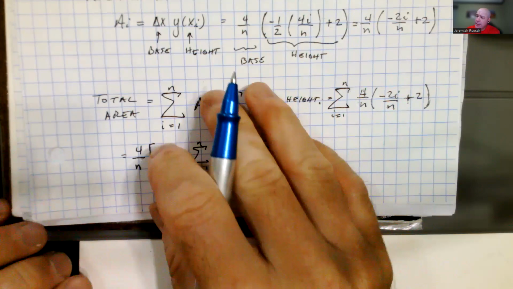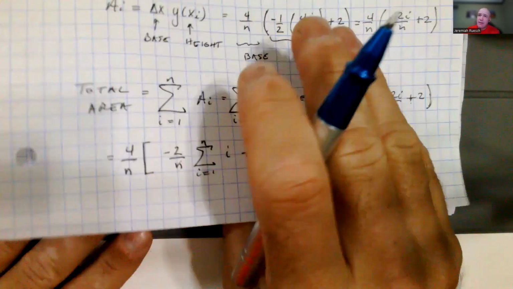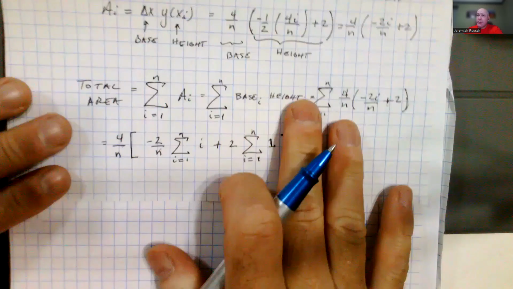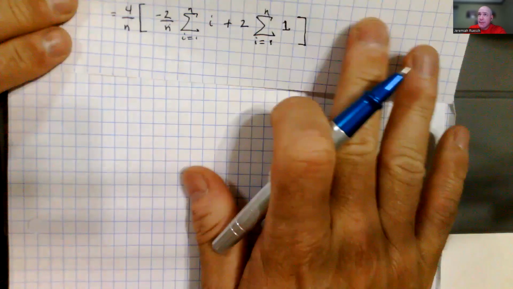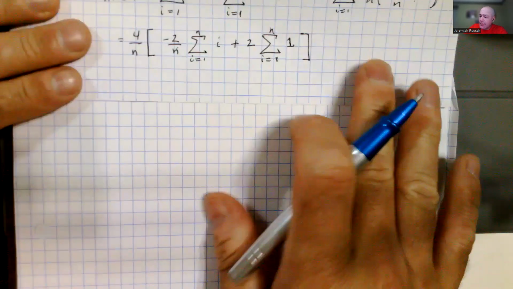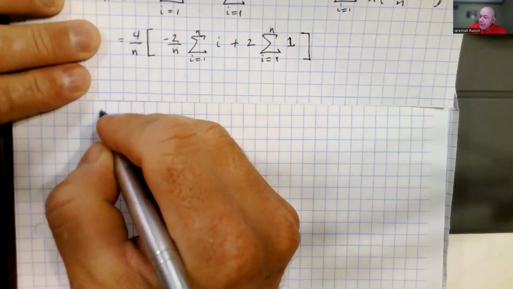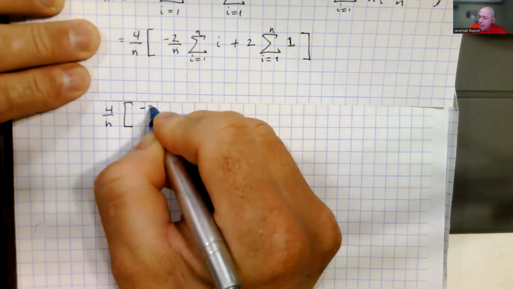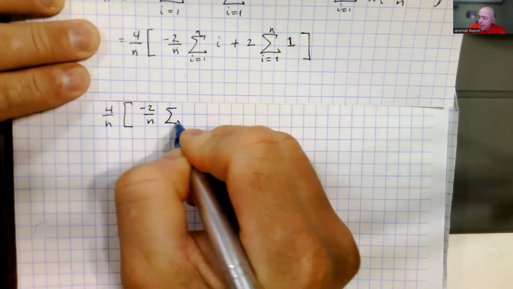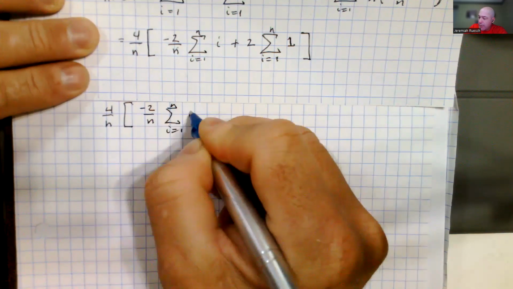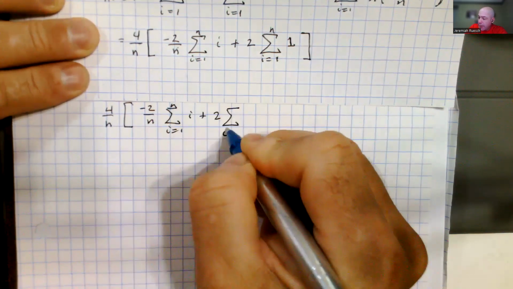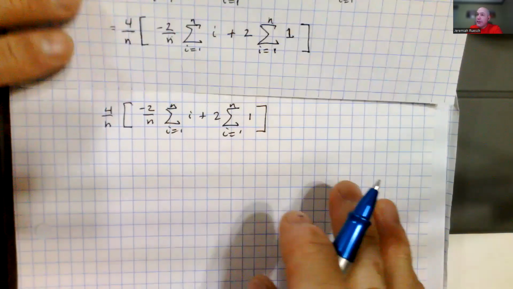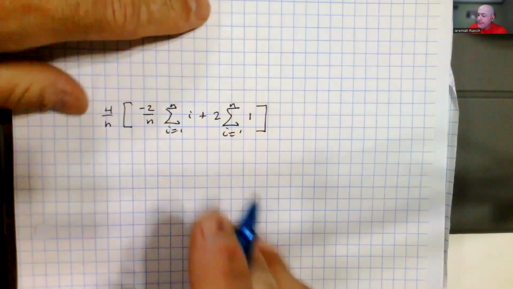Okay, so let me get a fresh sheet, and I will keep that in the picture so I can see where this is leading. All right, so we see here we have 4 over n times negative 2 over n, the sum i equals 1 to n of i, plus 2, the sum i equals 1 to n of 1. Okay? And this was the total area.